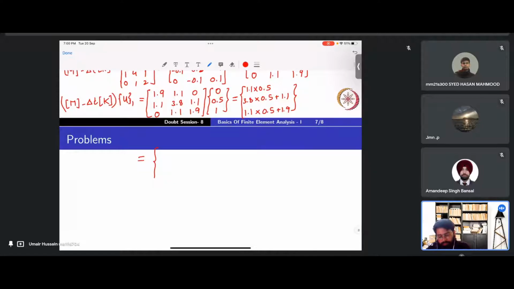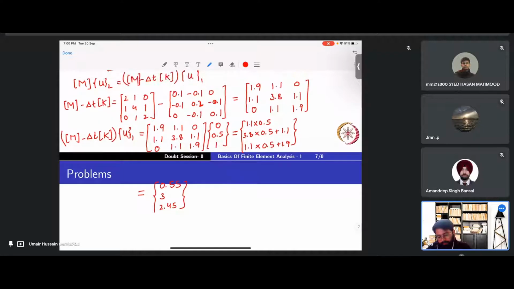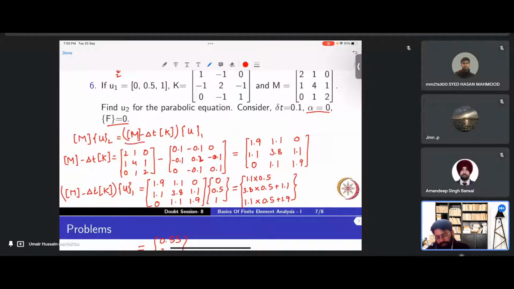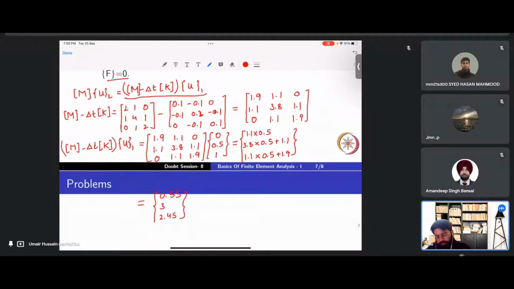1.1 times half of 1.1 is 0.55, and half of 3.8 is 1.9, and plus 1.1 we get 3, and half of 1.1 is 0.55 again plus 1.9, so 2.45 I guess. Okay, so we have the right hand side, we calculated this term here. Now we are left with the equation.